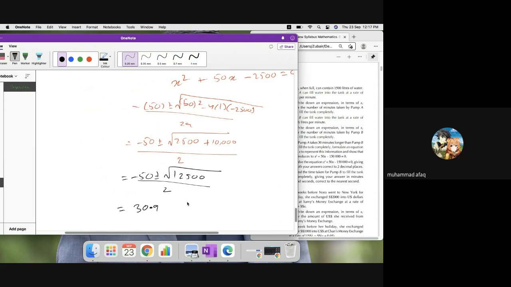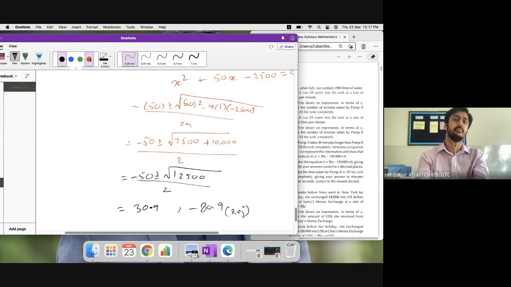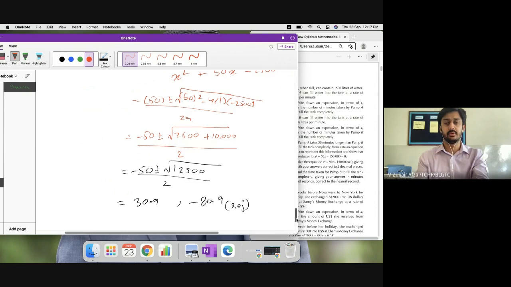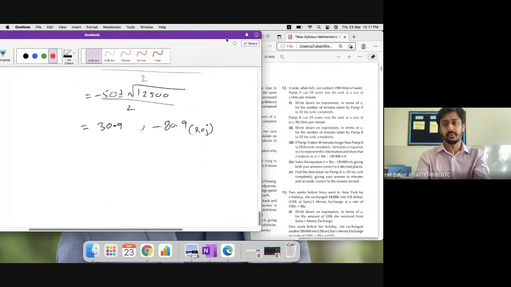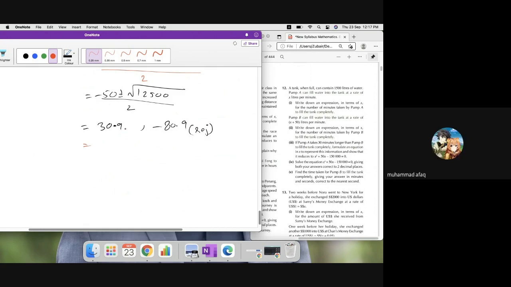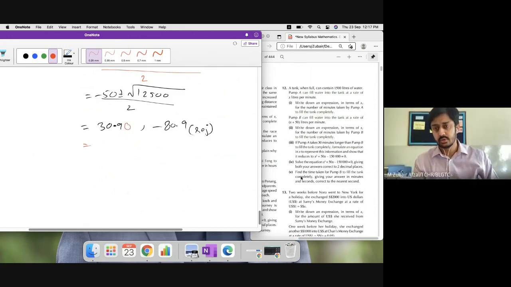Second is minus 80.9. Minus 80.9, reject this, because time cannot be negative. So you have these values for x. Next it says giving your answer correct to two decimal places. Two decimal places, 30.90. So find the time taken for pump B to fill the tank.